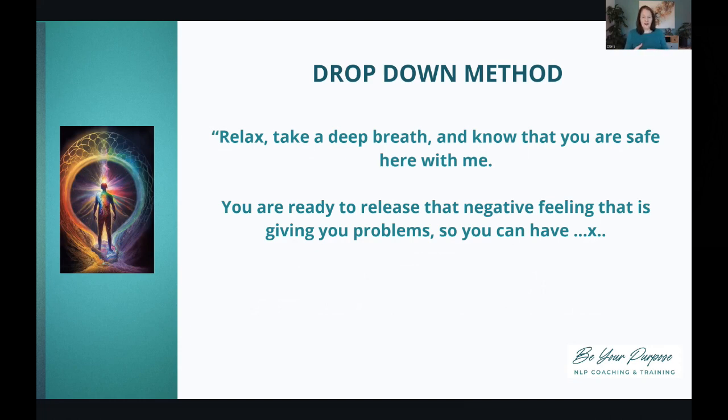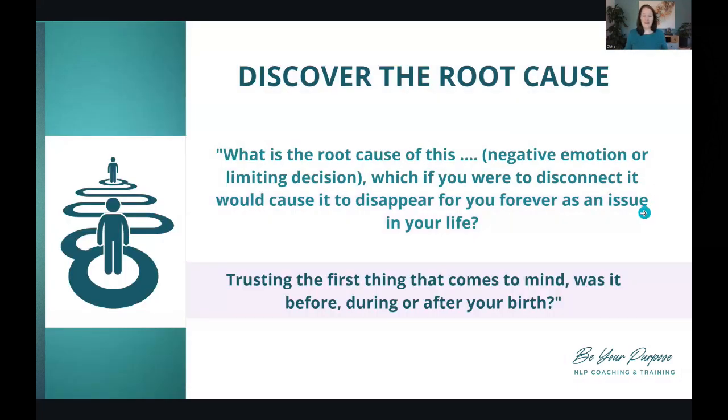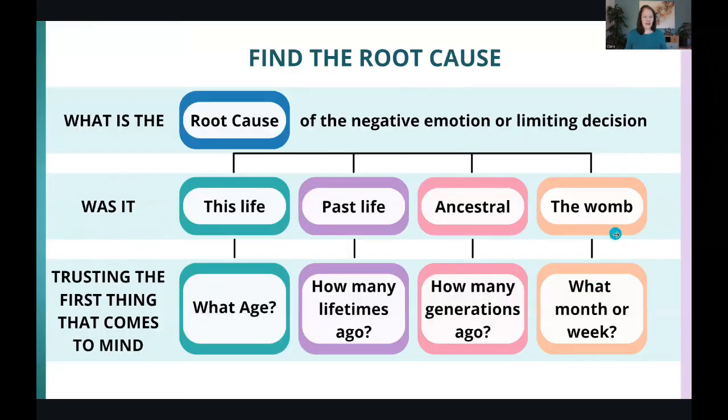What we're doing there is we're getting them to recognize that the unconscious mind is going to take us back to the very first event of humiliation or the depression. And of course, I've spoken much faster than I'm doing my slides. So, yeah, we need to check in. What's the root cause of this negative emotion, which, when disconnected, would cause it to disappear completely from your life? Was it this life, past life, in the womb space, or ancestral? And that's my little map. That's what I show in my trainings for those visual learners.